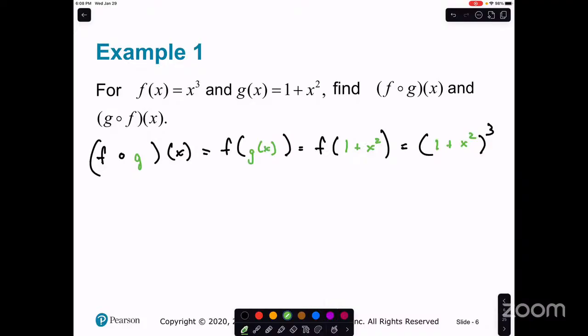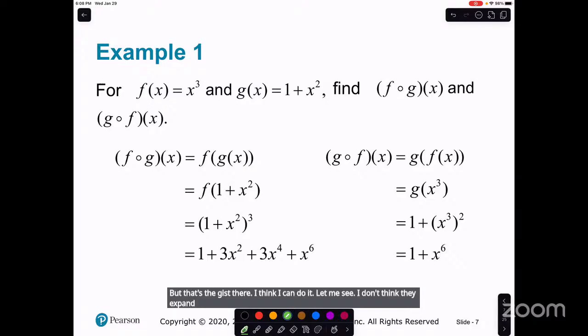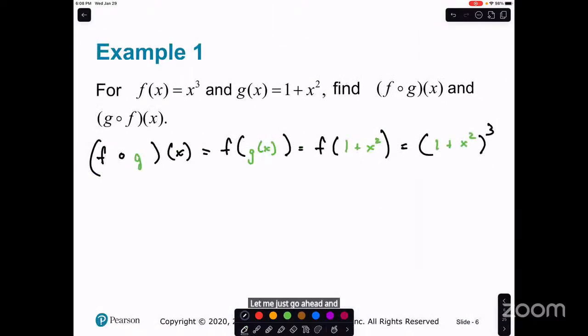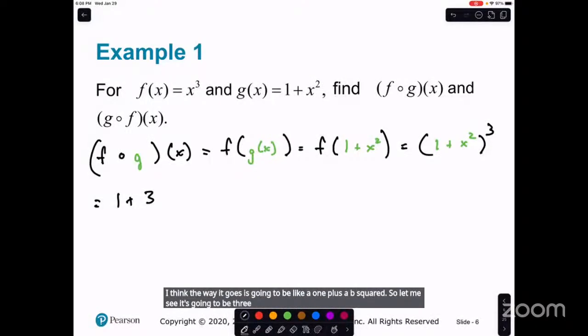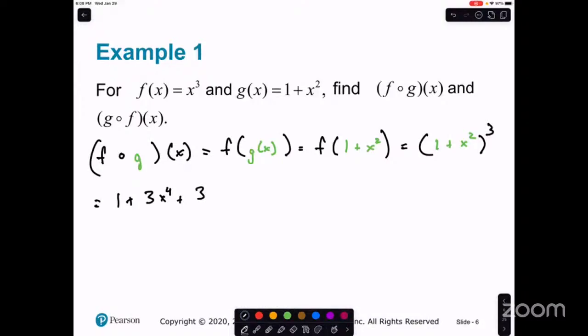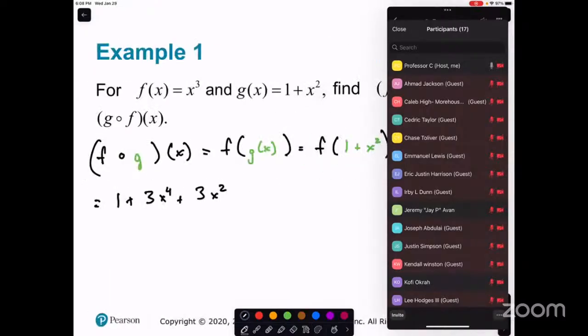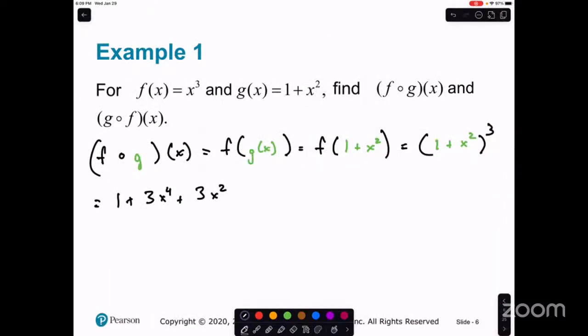I think I can do it. Let me see. I don't think that they expanded it. I just want to glance. Okay, they did expand it. Let me go ahead and expand it. It shouldn't take too long. I think the way it goes is going to be like a 1 plus, let's see, a plus b squared. So it's going to be 3x to the 4, 3x squared again, and then plus x to the 6. And I'm going to just rearrange it.